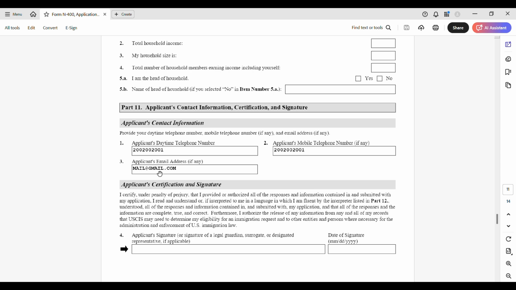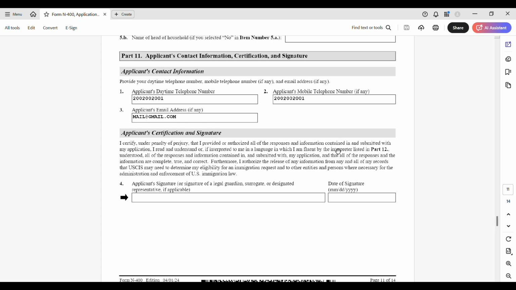And you are required to put your email address in this box, if any. I mean, you would want to definitely have a way for the USCIS to contact you outside of sending you a letter or even creating an online account. Sometimes it is just probably more efficient for you to have a telephone number and email address to provide or submit with your application. Applicant certification and signature.